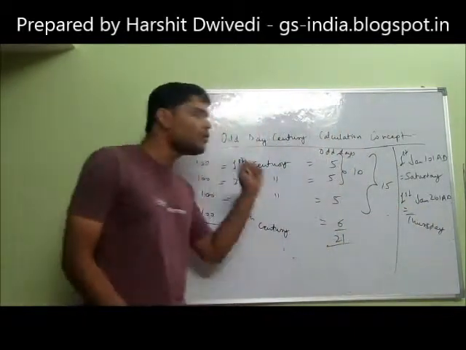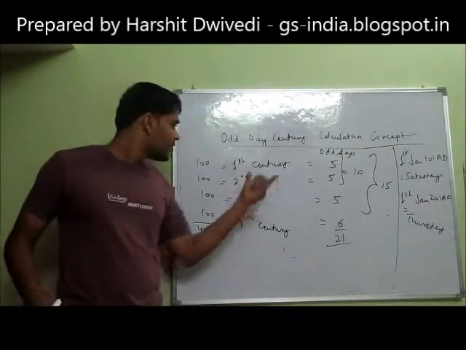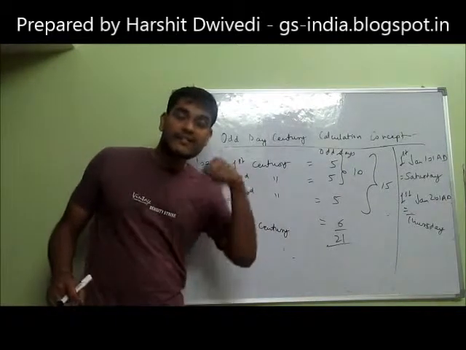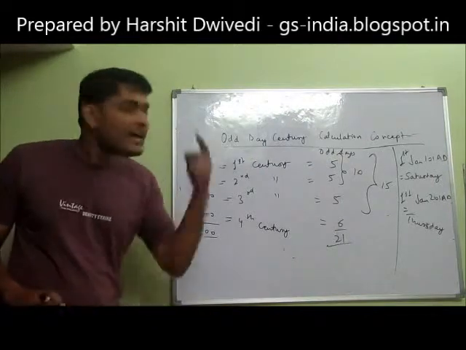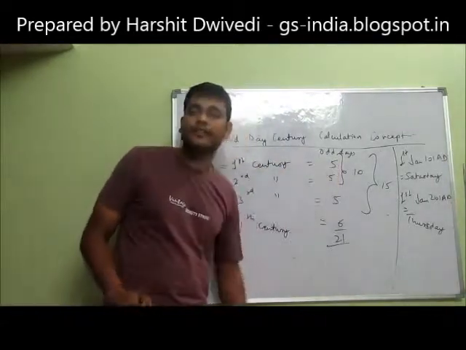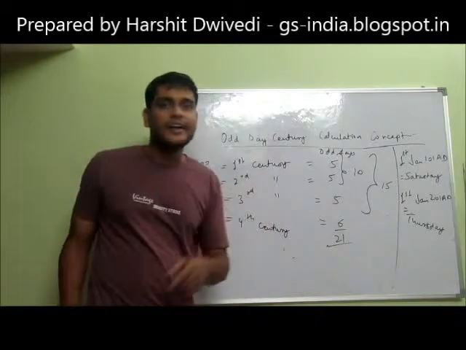Again I am telling you. I told you 1st January 1 AD is Monday. First century consists of 5 odd days. So exactly 1 century afterwards, that is on 1st January 101 AD, what will be the day? It will be 5 days ahead because 1st century consists of 5 odd days. So it will be 5 days after Monday. That is Saturday.